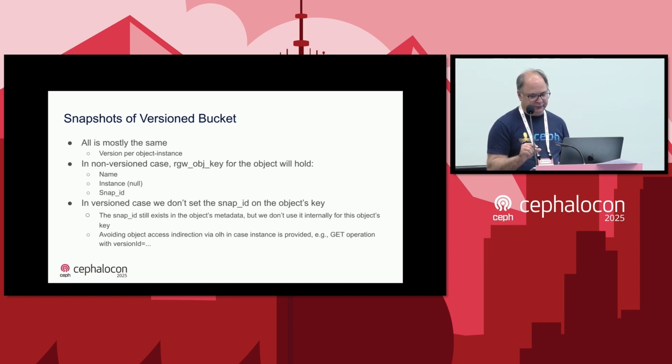And the reason is we cannot create a versioned object with whatever snapshot ID. This object can only be created in that specific snapshot. So to avoid the extra lookup through the OLH in order to access it, we just keep it how we kept it before, so that if you access a specific object with a specific version ID, you go to it directly.